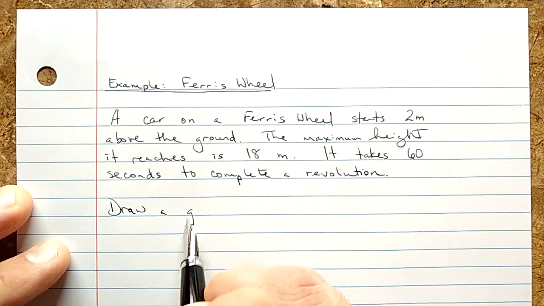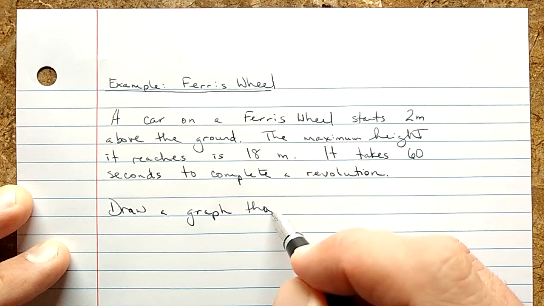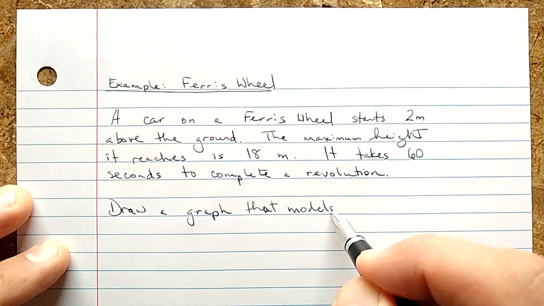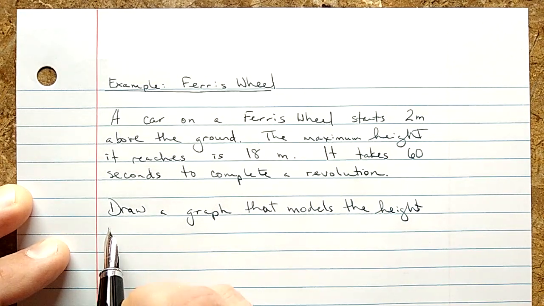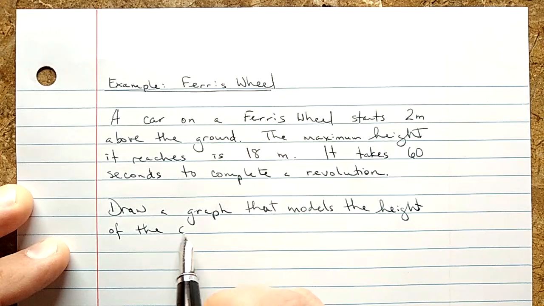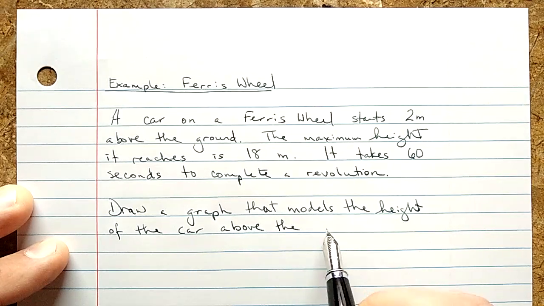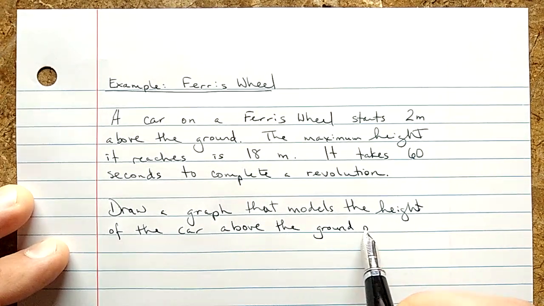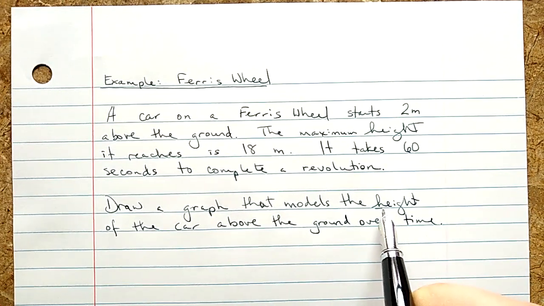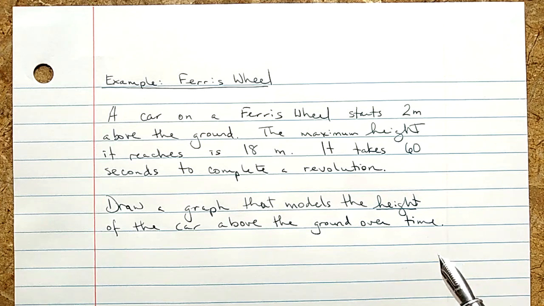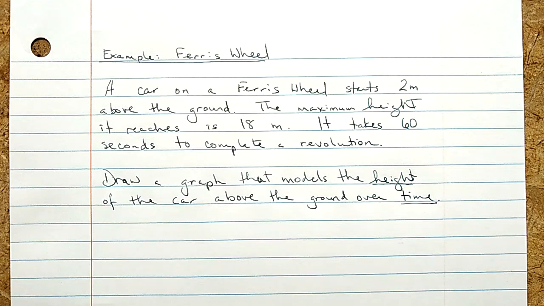Draw a graph that models the height of the car, just that one car, above the ground over time. Height is going to be our dependent variable, that'll be the vertical axis, and time is going to be the horizontal axis because that's the independent variable.